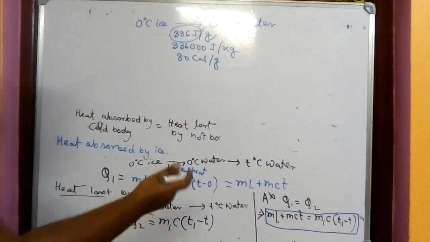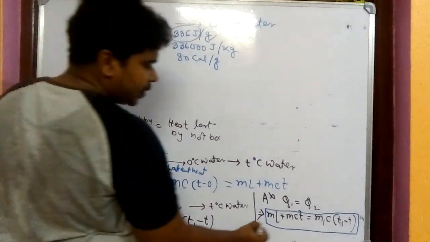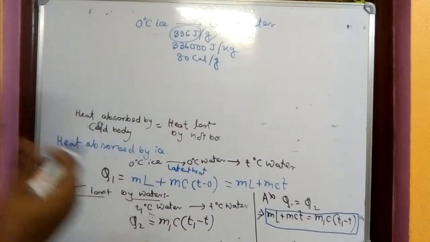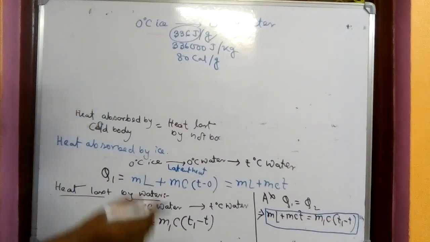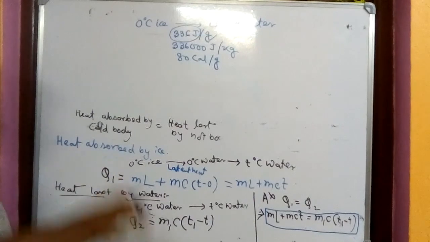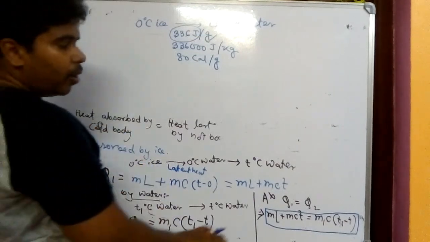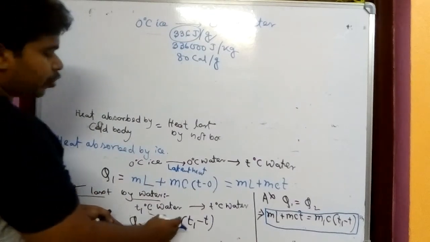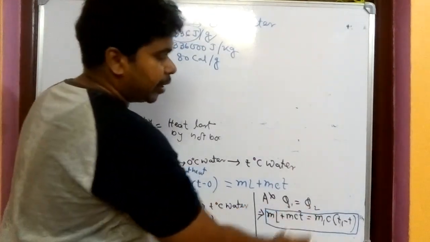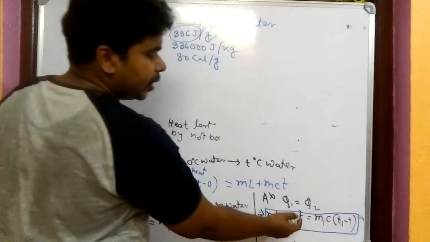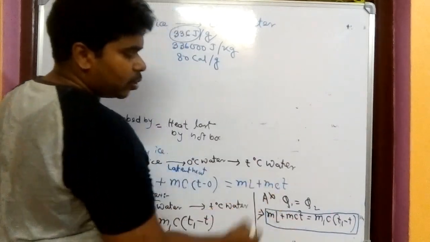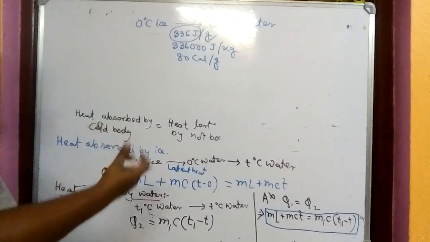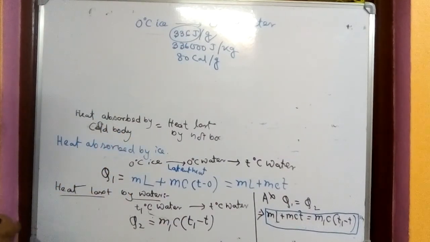Okay, and in the last case we have seen how the state changes occur, then how we can use it in the principle of calorimetry. Heat absorbed by ice and heat lost by water, we have to make them equal. And assume if anything is not given to us, assume L is not given or m is not given, and the rest of the things are given, so we can find it out.